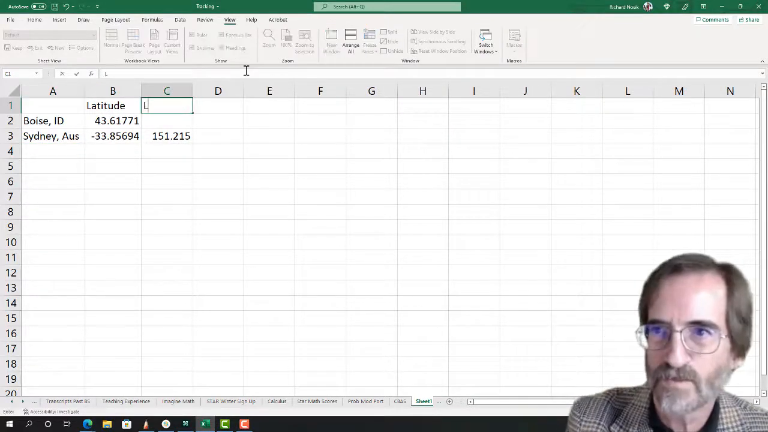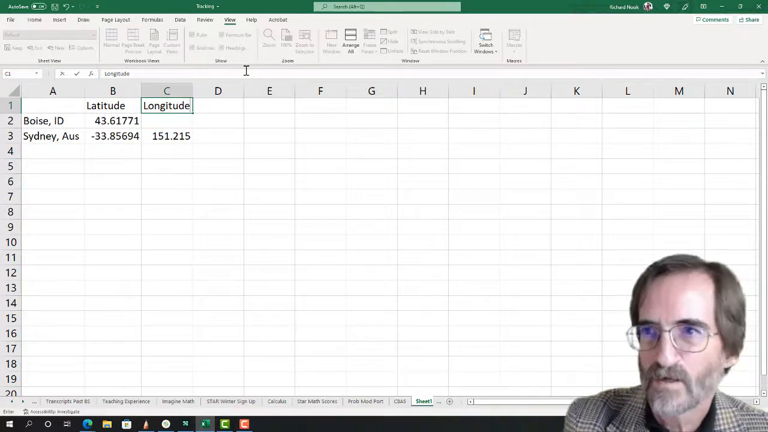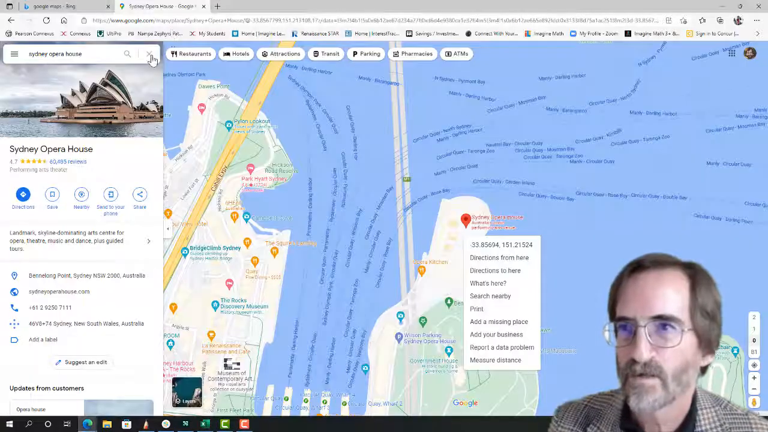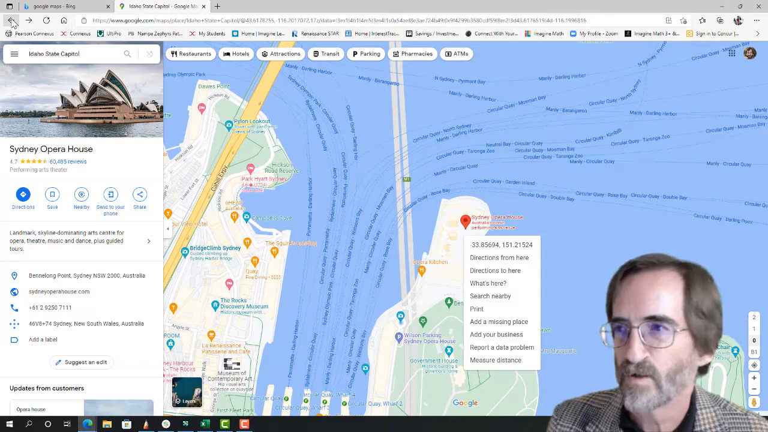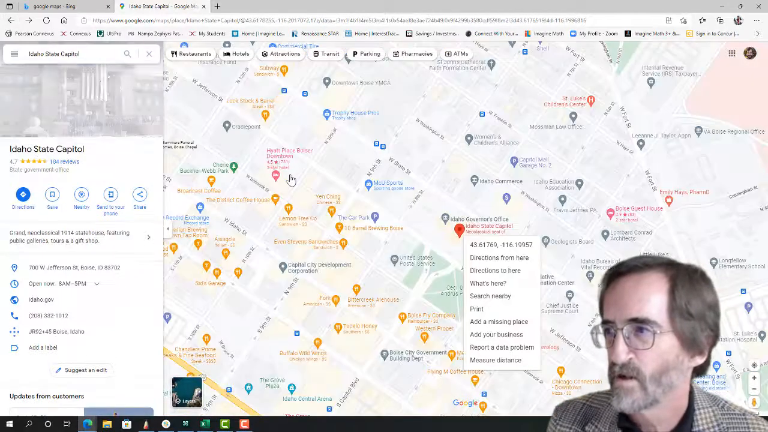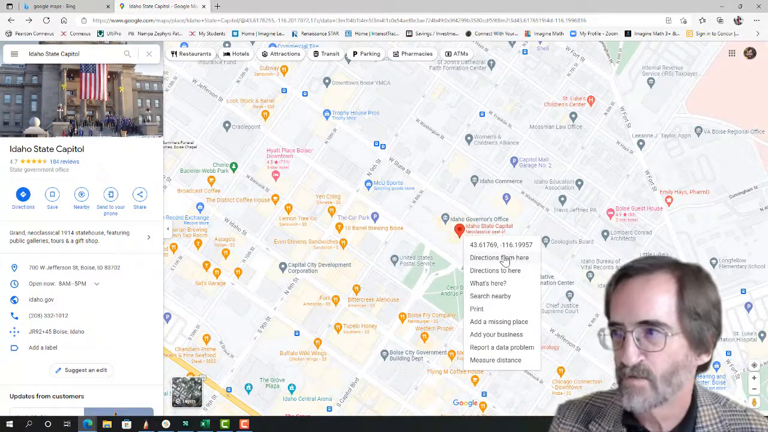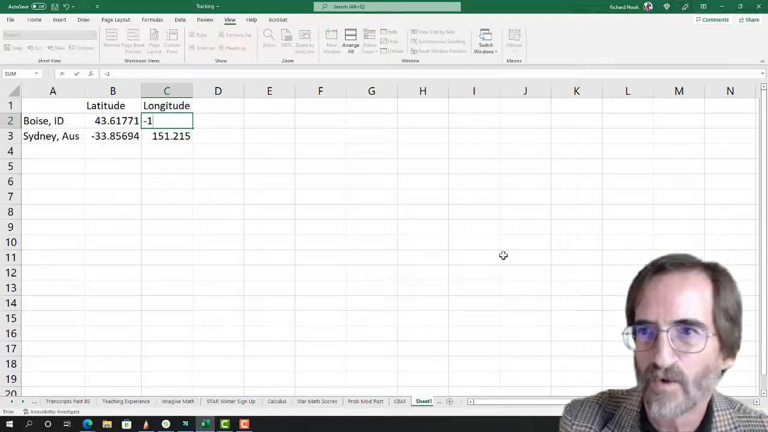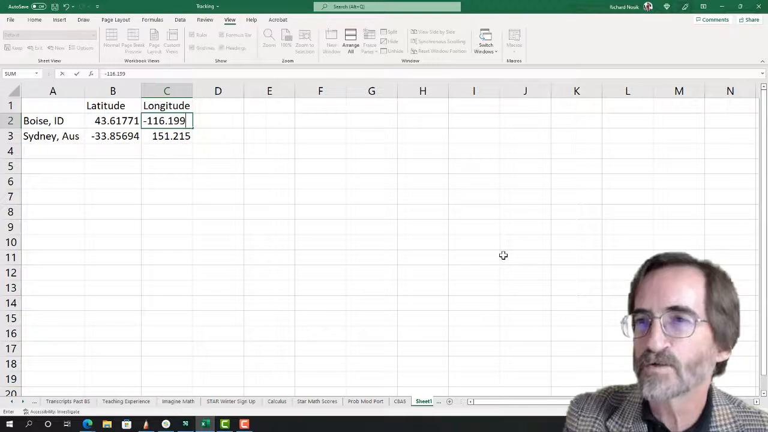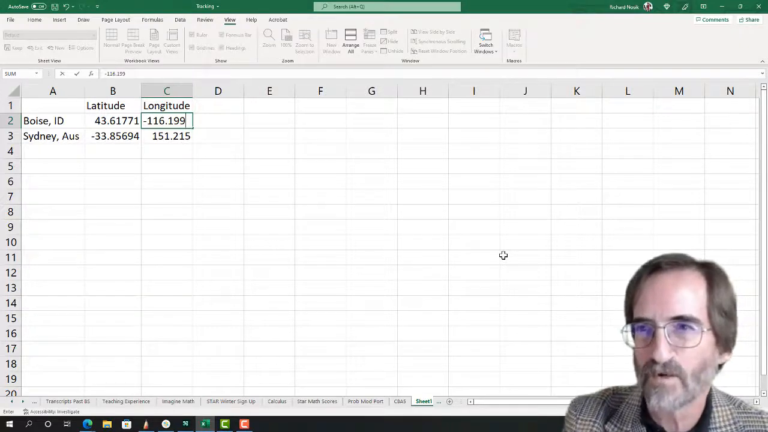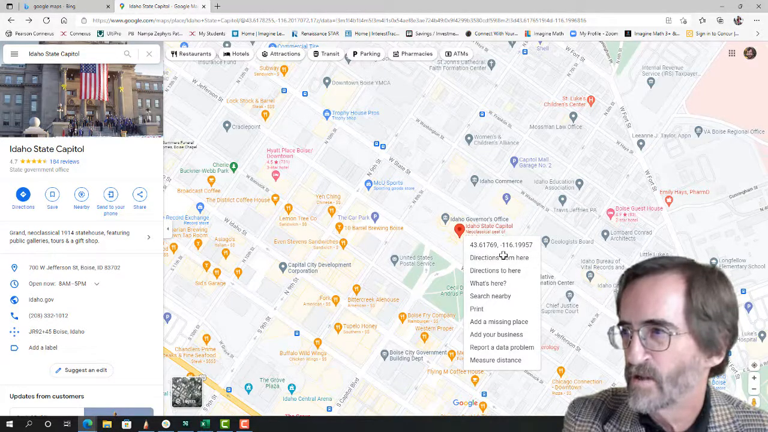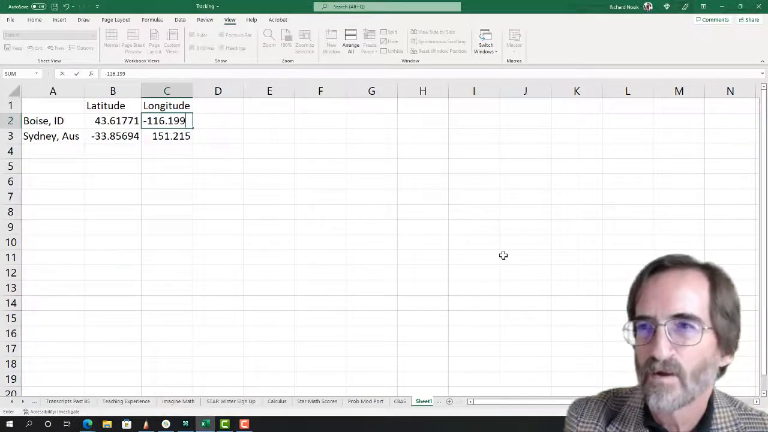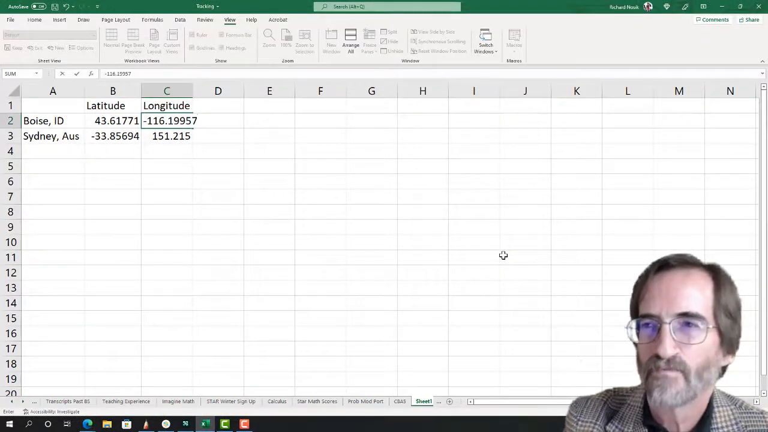Latitude, longitude. Go back and get that other coordinate that I missed here. Negative 116.199. Negative 116.199. Notice the longitude is negative. We're in the Western Hemisphere. 199.57.